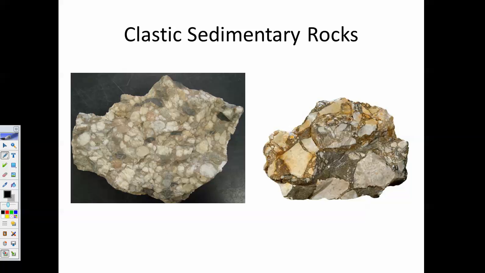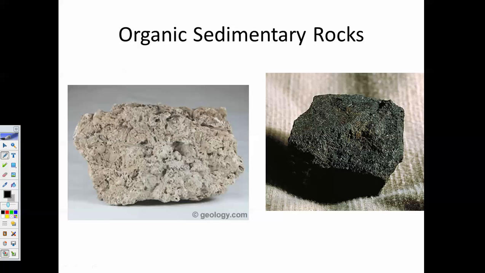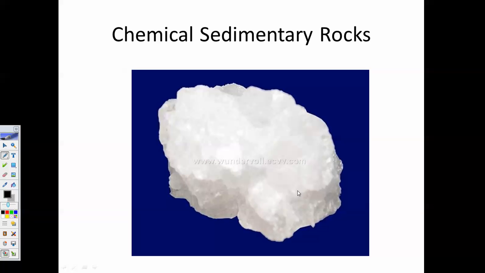Here are some examples. Clastic sedimentary rocks. So you can see the big chunks of almost like pebbles and pieces that are stuck in them. We will see some of these in the lab. Organic. Okay, here's limestone with some of your fossils in it. And I believe this is coal. And then a chemical sedimentary rock. Rock salt is an example.